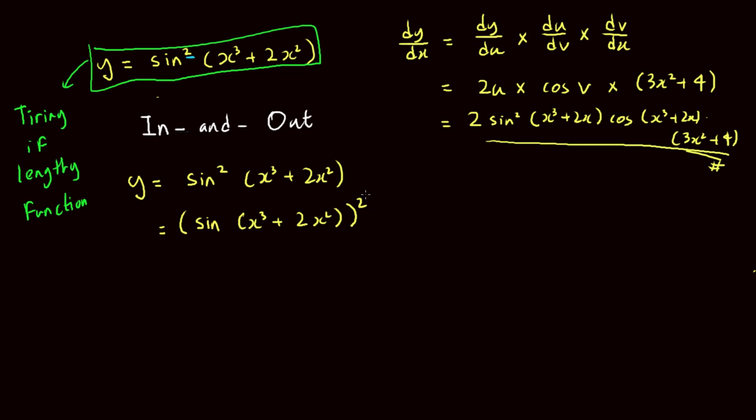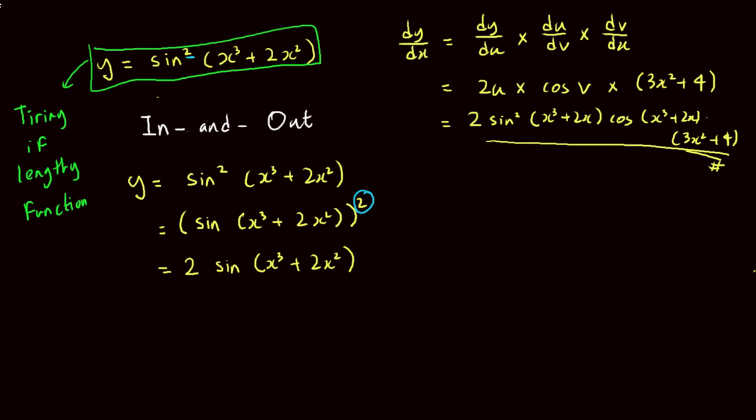The first thing in the in and out method is to really focus on the outside. So we focus on the sine that is squared, and we differentiate it. The power comes down to the front, so we'll have 2 sine of (x cubed plus 2x squared). That's the first thing we did: we differentiated the outside, but we're still not done yet.